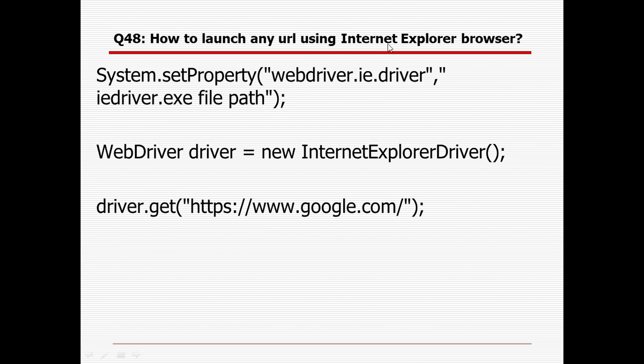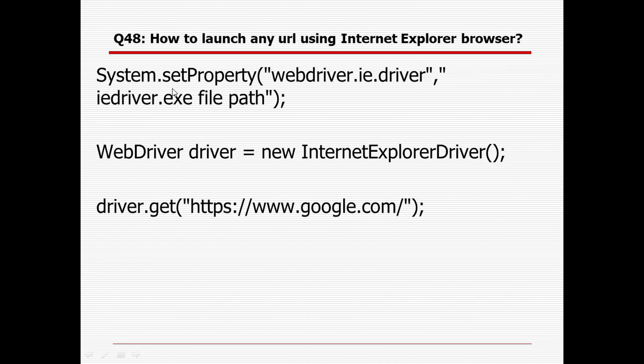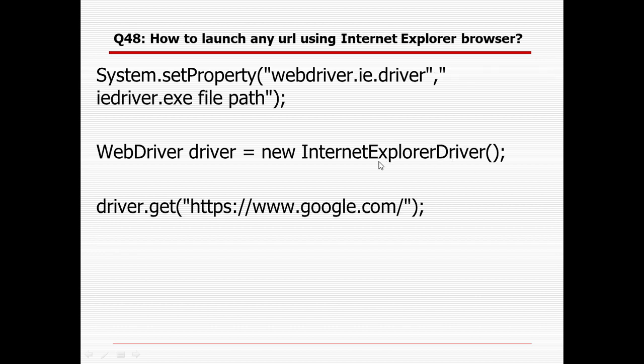How to launch an Internet Explorer browser with any URL? Similarly, first you need to install the browser, and also install the IE driver corresponding to the version matching the IE browser. Then the syntax is System.setProperty webdriver.ie.driver. Here it was webdriver.chrome.driver, now it will be webdriver.ie.driver, with the path of the exe file of the IE driver. You need to use the WebDriver class, create the driver object, and new InternetExplorerDriver. That is the difference: there we used the ChromeDriver class, here you need to use the InternetExplorerDriver class available in the Selenium jar files. Then driver.get, and you provide the URL you want to open.